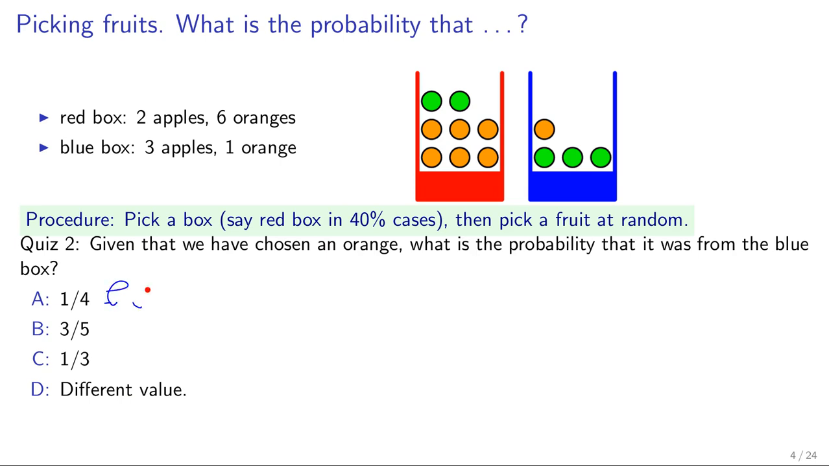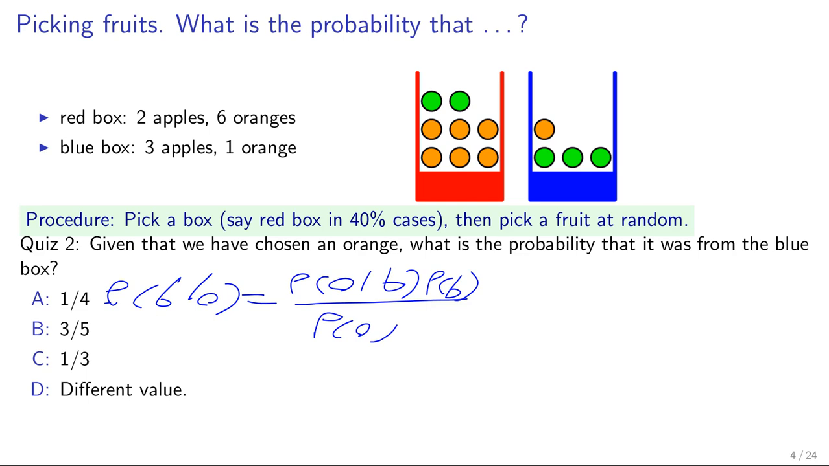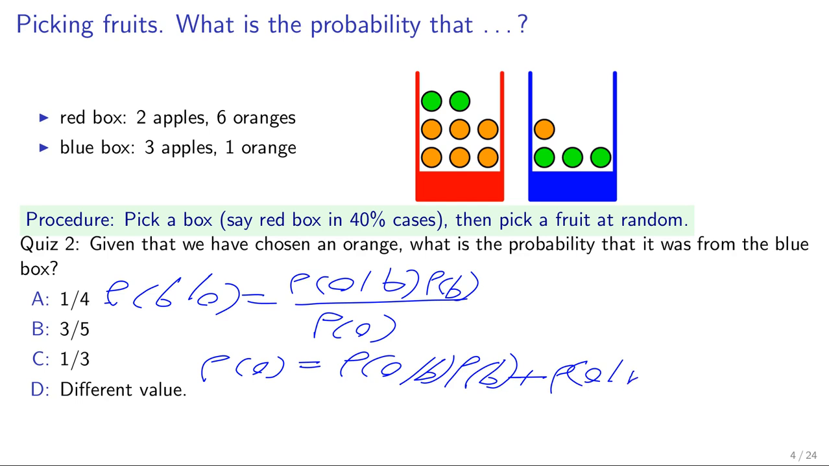So the probability of blue given orange is the probability of orange given blue box times probability of blue box. So these are clear. Now, probability of orange, we have to consider the two cases. It is the probability of orange given that the box was blue times the probability of blue box plus the other case, like what we were doing before. So that's actually from the first quiz. Okay, so given red box, then well, it's the complement of that.